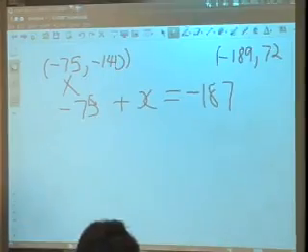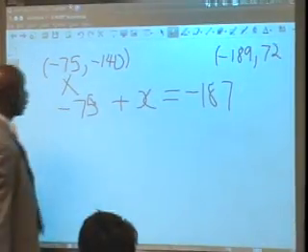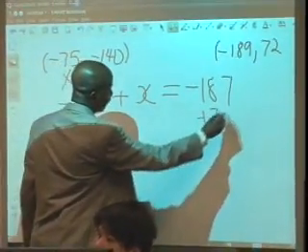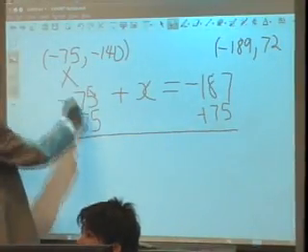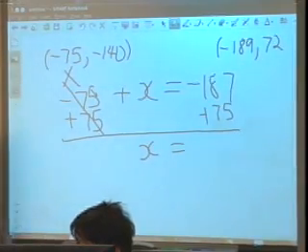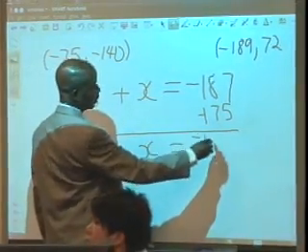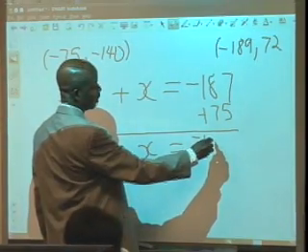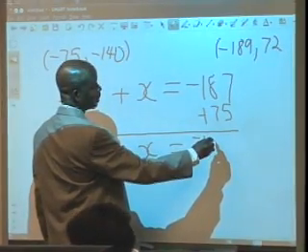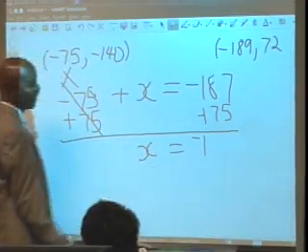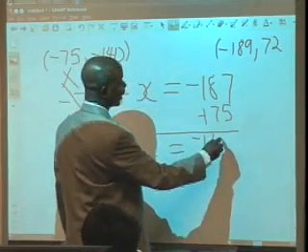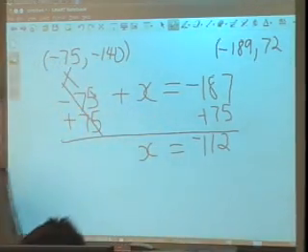So then how do we do it? Take off the positive 75. Cancel the third one. Good. X equals negative 100... negative 1 what? You're adding the wrong way. Negative 12. Negative 12. Is that right?